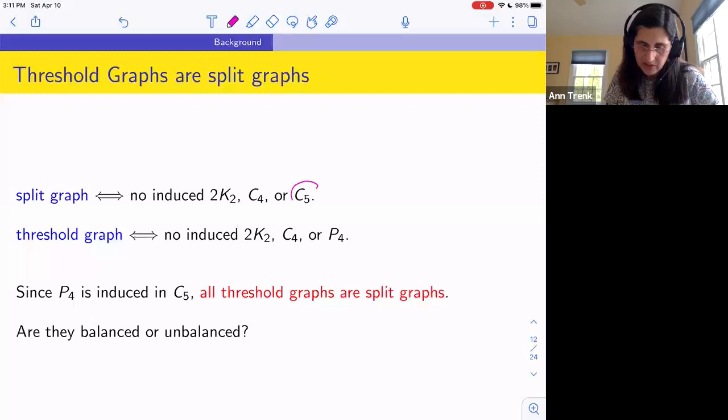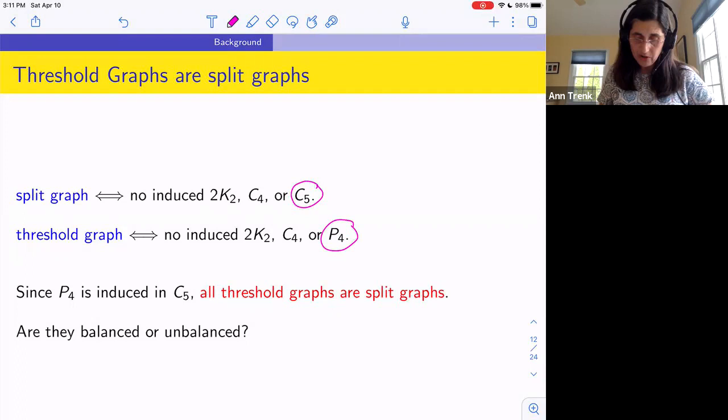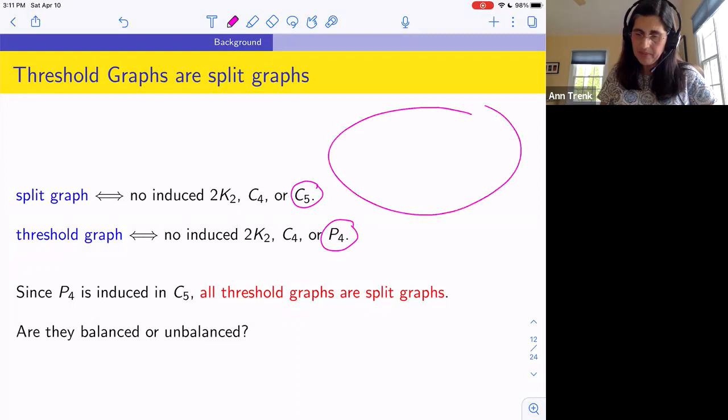Notice the only difference is the C5 versus the P4. Since the path P4 is induced in the cycle C5, if you don't have a P4, then you don't have a C5. Therefore, if you are a threshold graph, you are also a split graph. Because of the induced subgraph characterizations, all threshold graphs are split graphs. But now the question: here's my little Venn diagram right up here. Here's our split graphs.